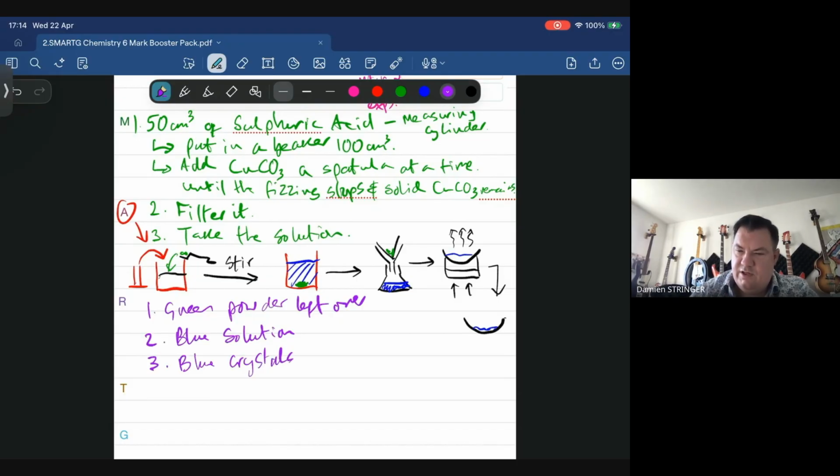Another way that they talk about drying them off is to use, what do they call this stuff? Paper towel. You can dry the crystals off with a paper towel if you want.